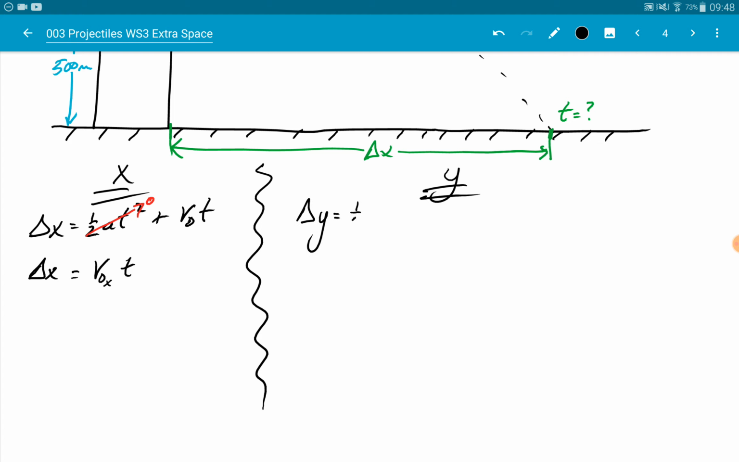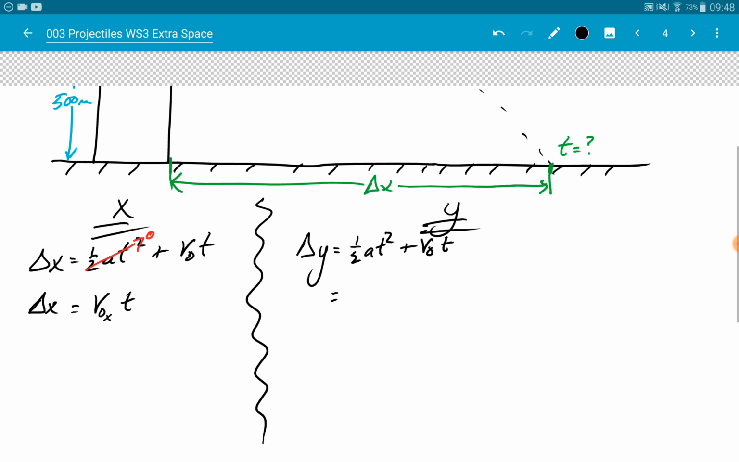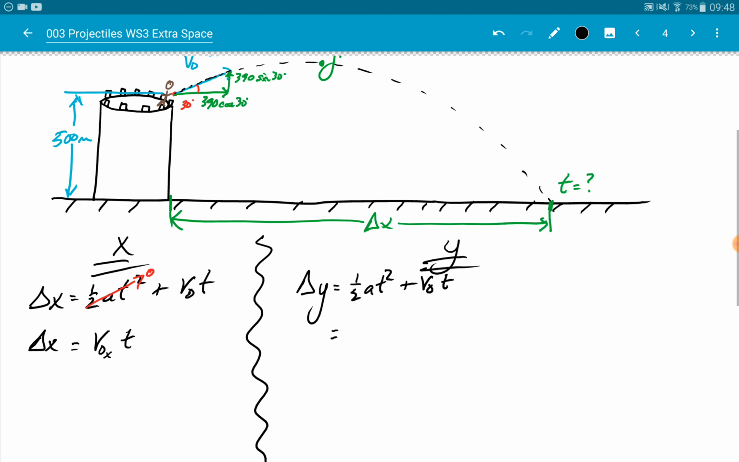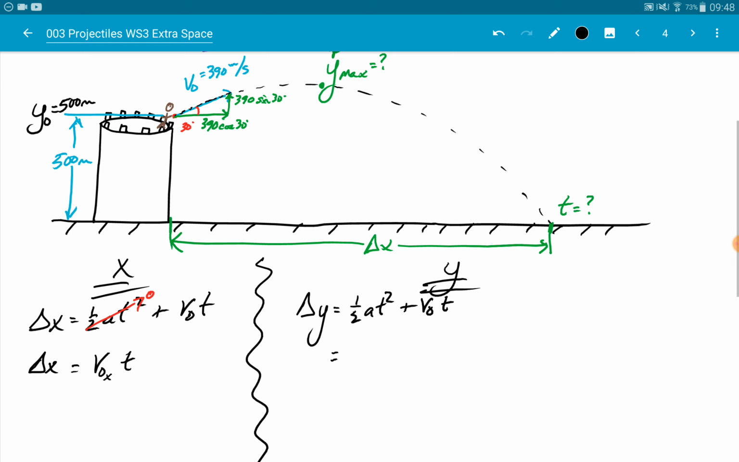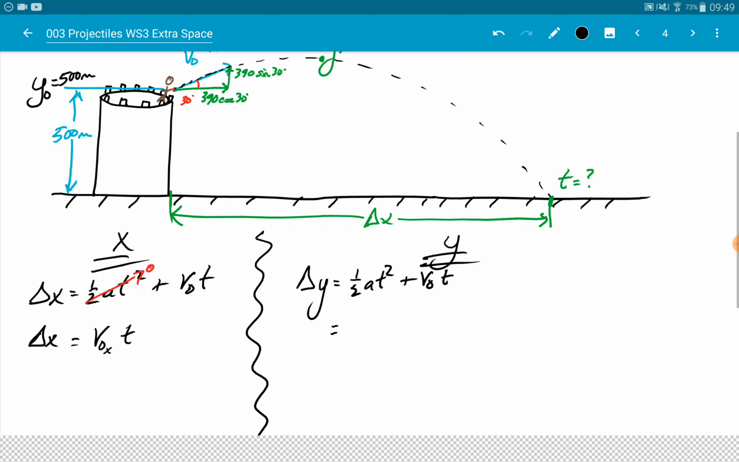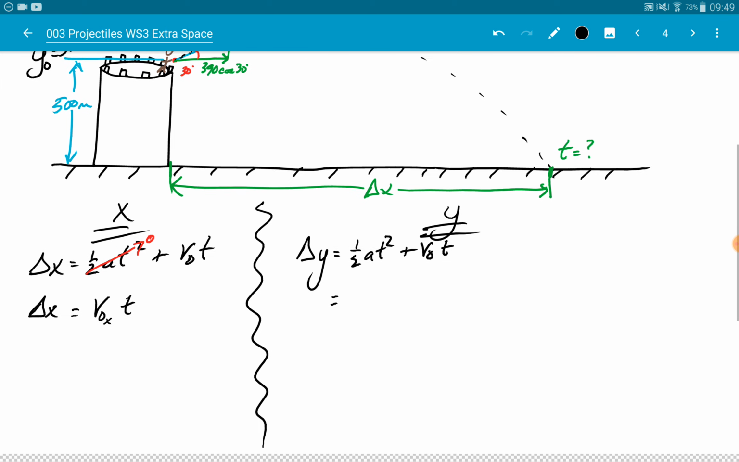Delta y is 1/2 at squared plus v naught t. Now I look at that and go, do I know any delta y's? Well, I know something about the y's. I know the original y was, oops, sorry, not 0. It was 500 meters. Okay, so I know the original position, but I don't know the ending position. Nor do I know even the y max. Actually, I'm looking for the y max. Maybe I can go find the y max in this one.